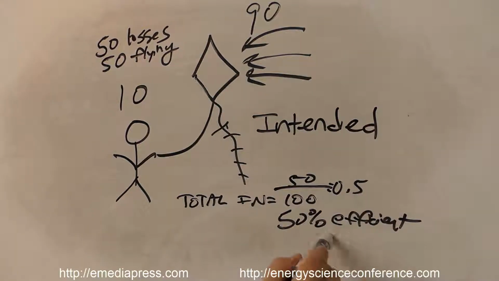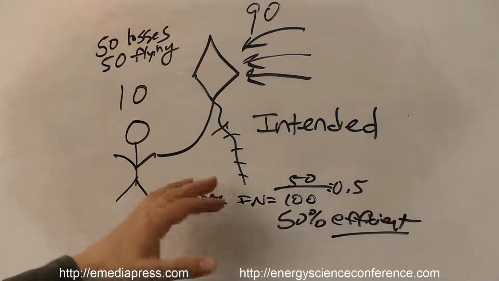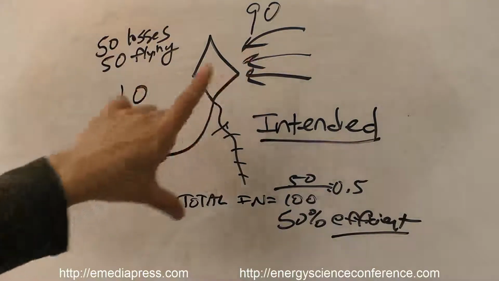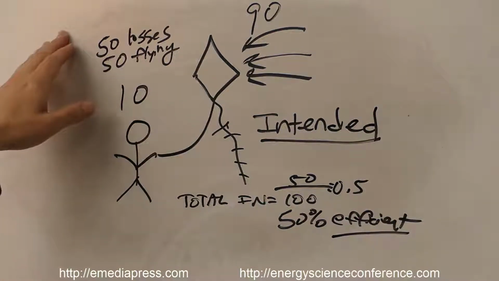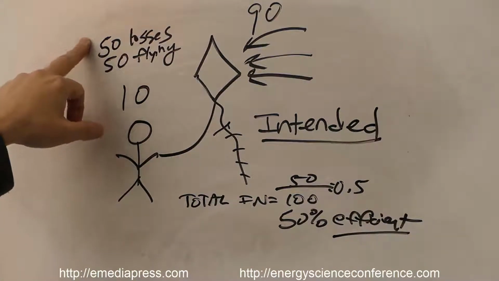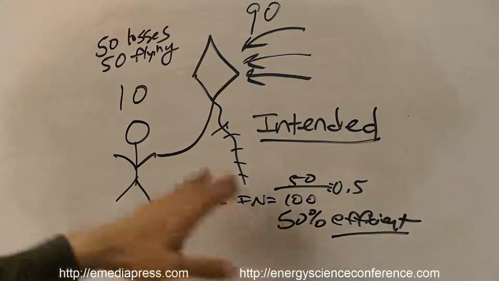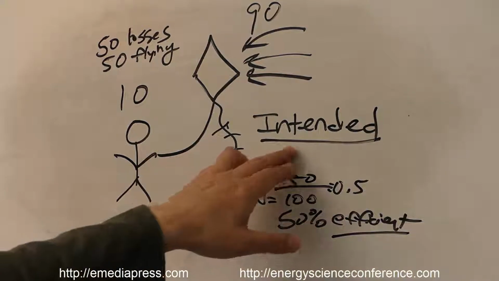Okay, so when you talk about efficiency of a system, it's the total intended work done divided by the total input, and that gives you your efficiency. This is intended work, but all the losses are still work: heat, friction, and everything else. Which means 100 units went in and 100 units of work were accomplished. So in reality, every system is actually 100% efficient in converting all the input into work. It's just how much of it is intended or not.